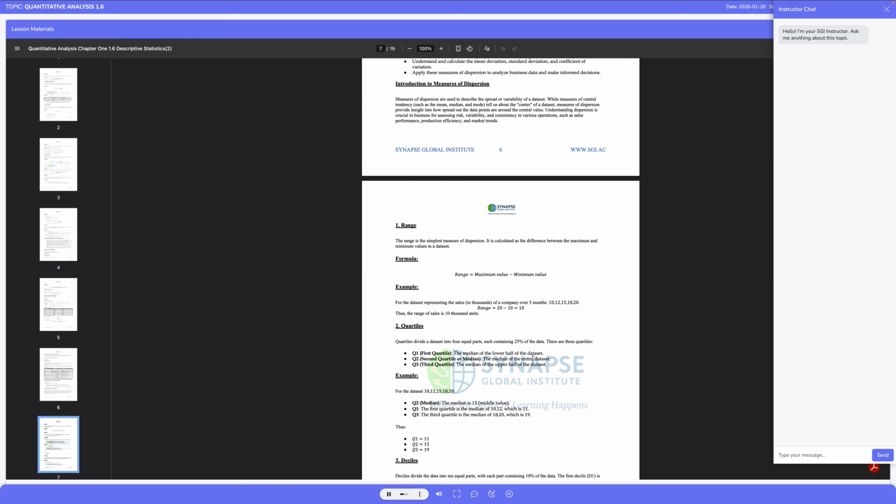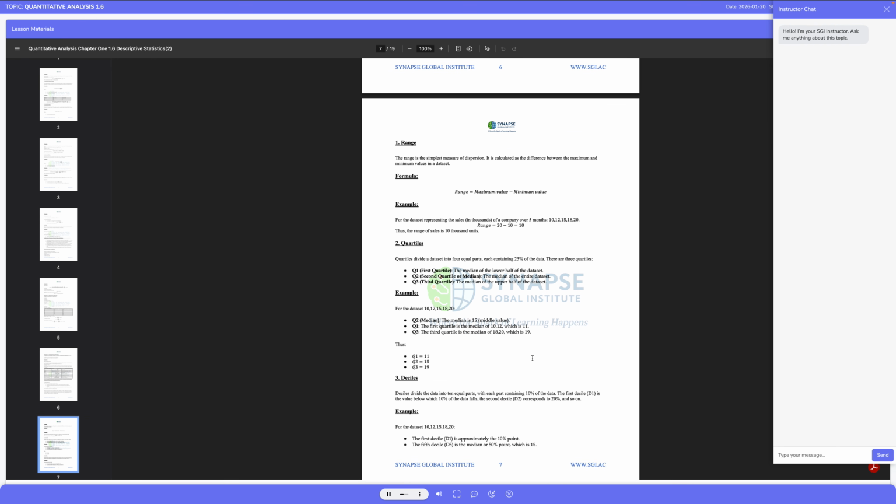Although the range is easy to calculate and understand, it is sensitive to extreme values and therefore provides only a rough indication of variability. In business analysis, the range is often used as a quick initial measure to understand the spread of sales figures, prices, or costs.